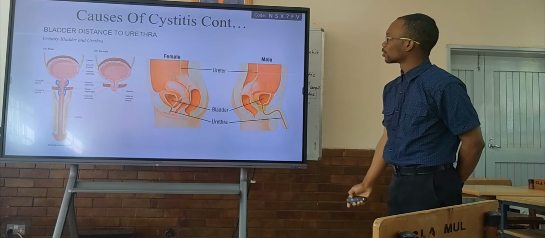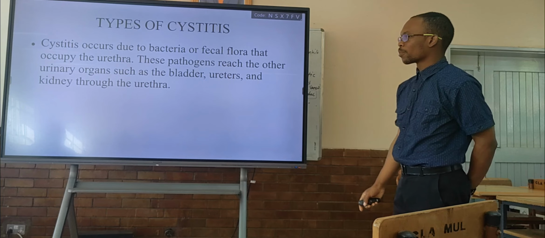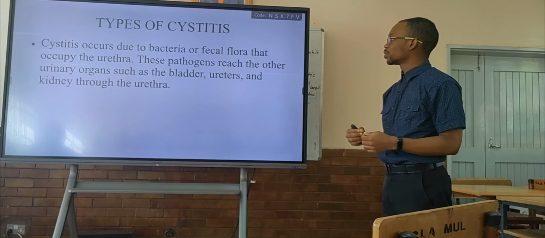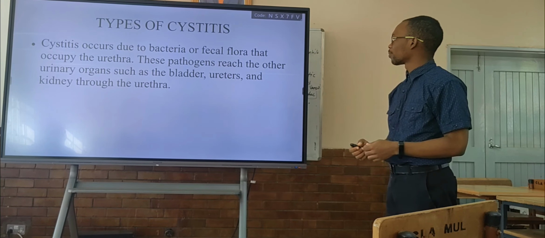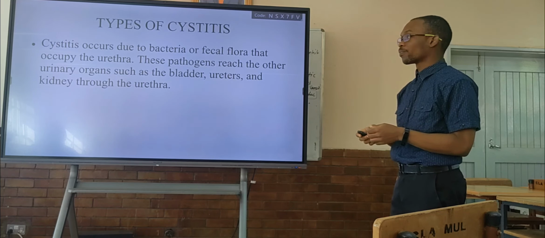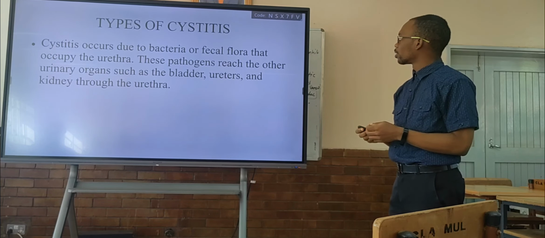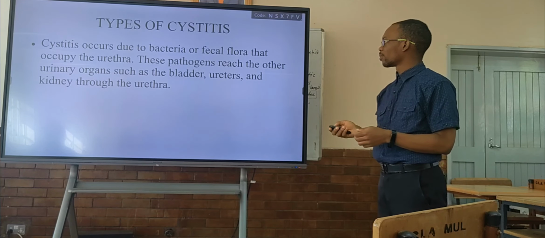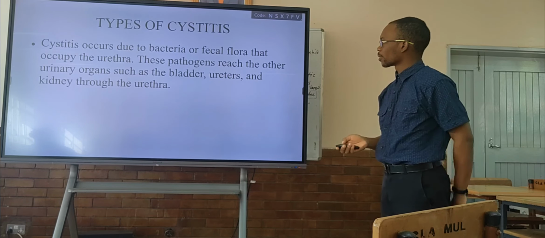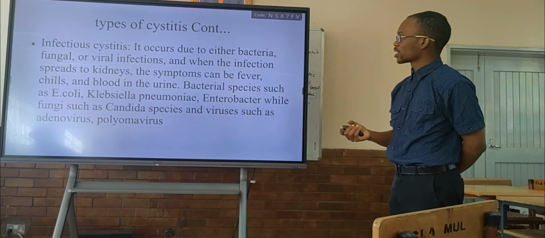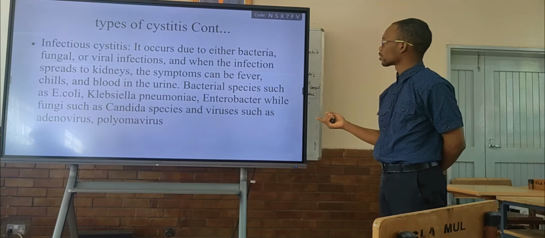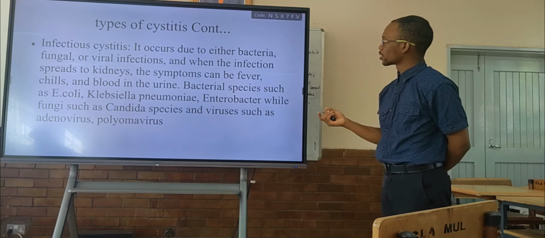So we go to types of cystitis. Cystitis occurs due to bacteria or fecal flora that occupy the urethra. These are pathogens which reach the other urinary organs such as the bladder, ureters, and kidney through the urethra. So we have infectious cystitis. It occurs due to bacterial, fungal, or viral infections. And when infection spreads to the kidneys, the symptoms can be fever and blood in the urine.